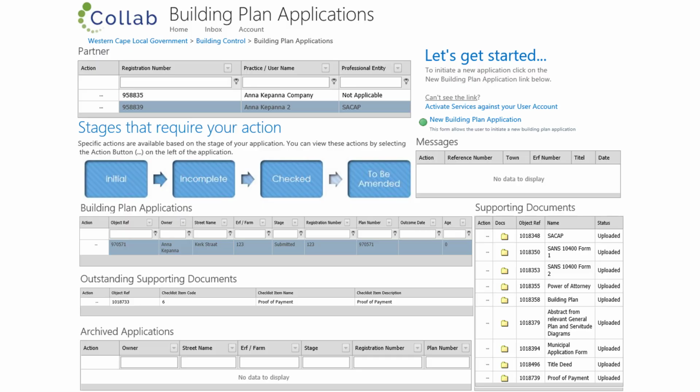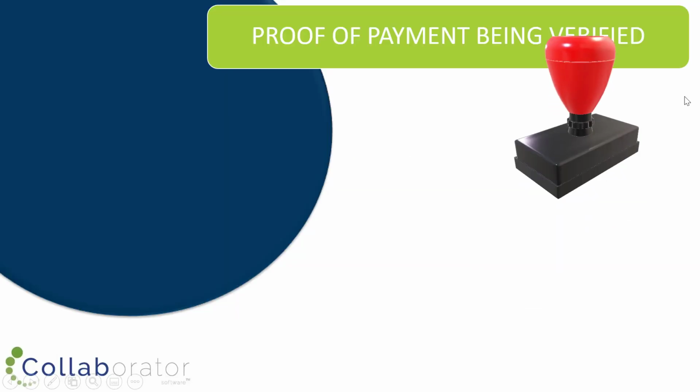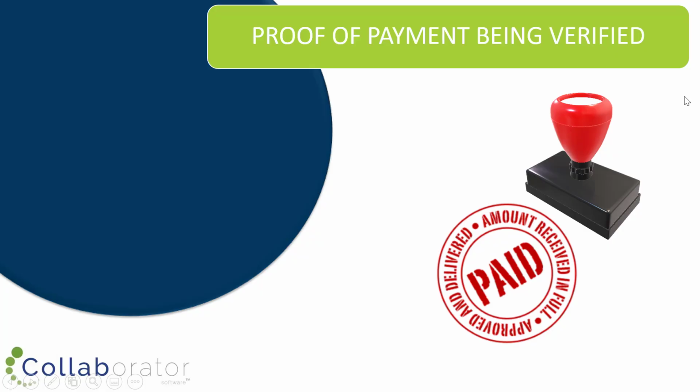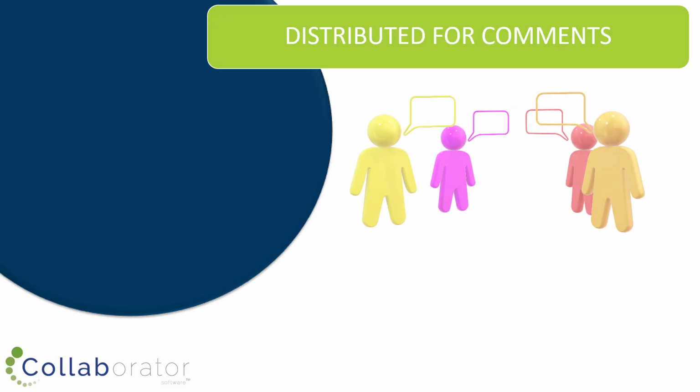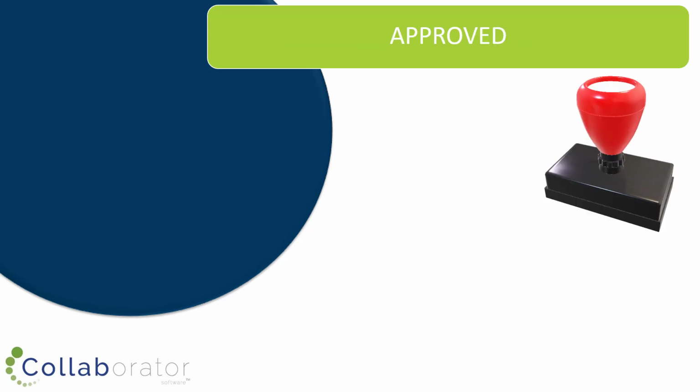The stage will change to Submitted. A building plan application number will be allocated and it becomes an official application. The municipality will now verify the proof of payment. If all is in order with the payment, the building application will move forward and be distributed to all departments for comments. The stage will change to Distributed, and if there are no discrepancies, the building plan will be approved.